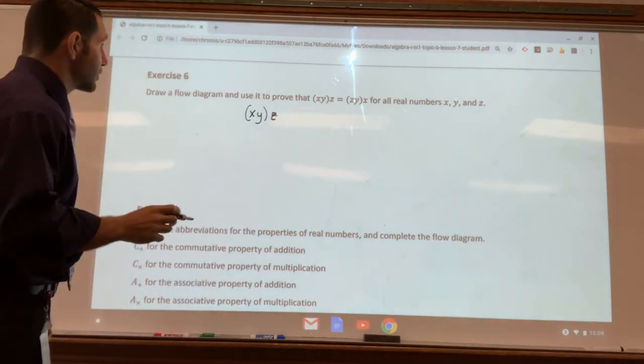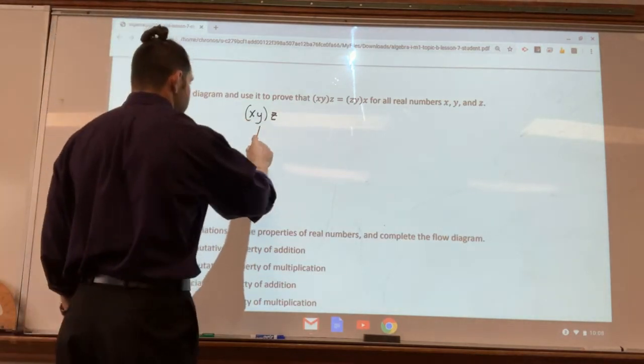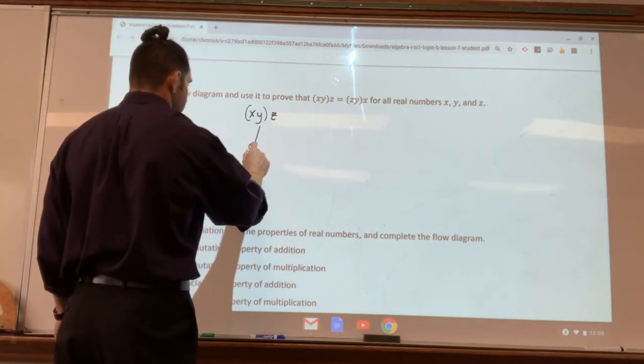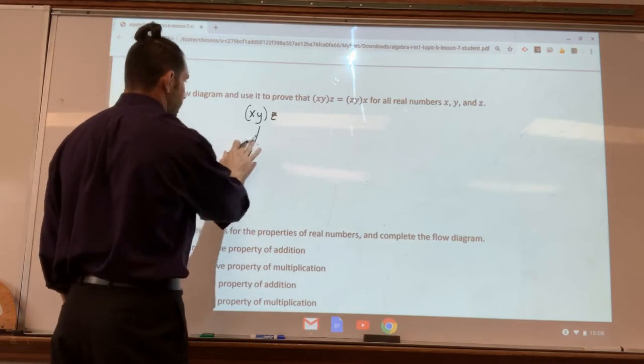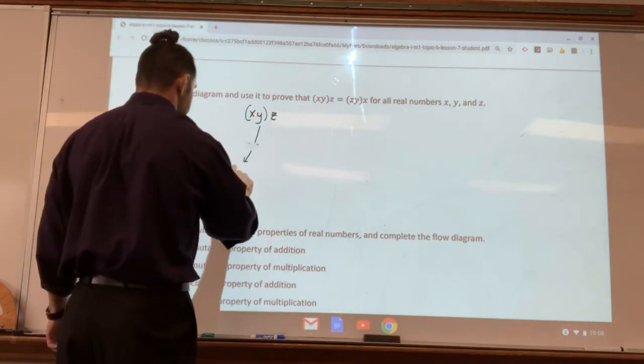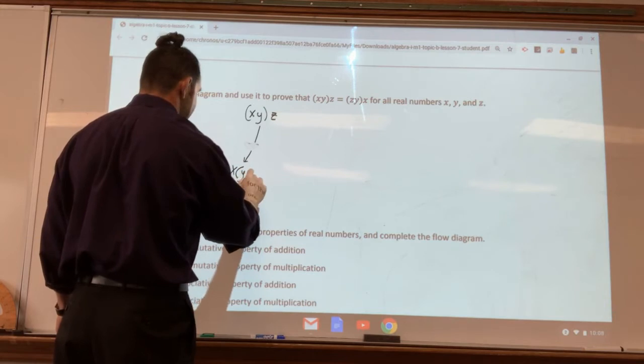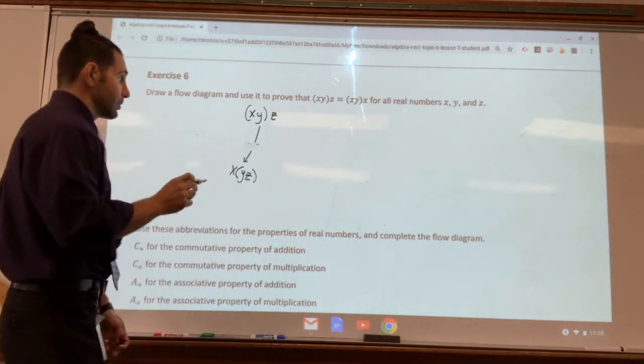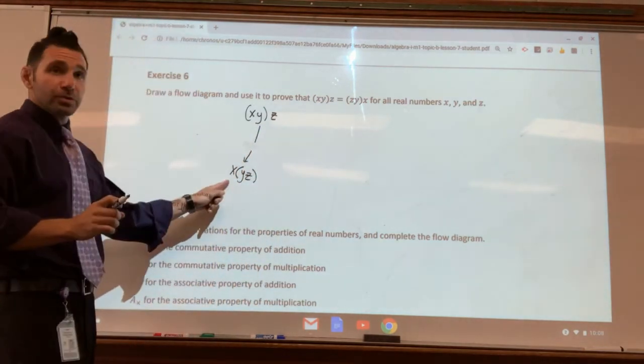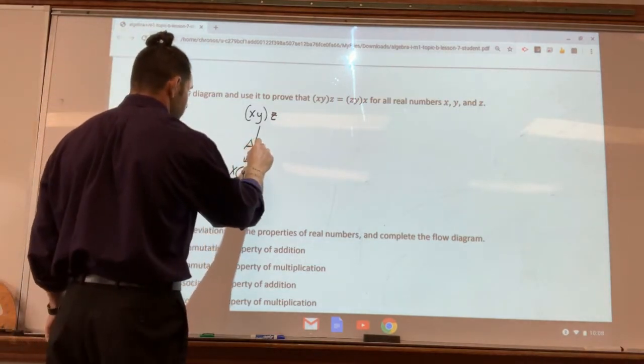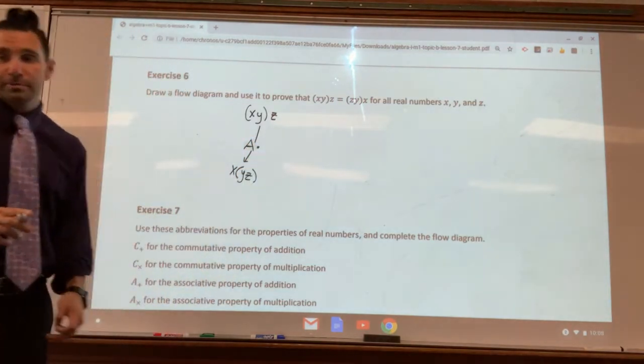So the next thing that we're going to do is draw an arrow with a circle, and in that circle, I'm going to put what the property is. Well, first I'm going to move the parentheses. So now I have x times the quantity y times z, because we want the y and z together. So what property did we use? We used the associative property of multiplication.